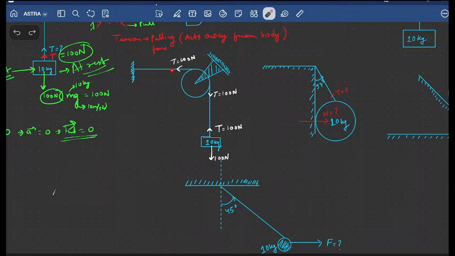Now listen carefully. If this block is at rest, it means the forces must be balanced. The gravitational force, that is 100 Newton, must be balanced by the tension. This tension is balancing this 100 Newton, and that's why this 10 kg is at rest.